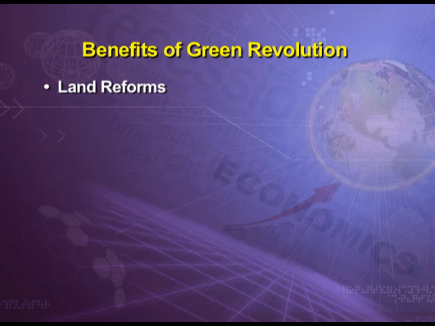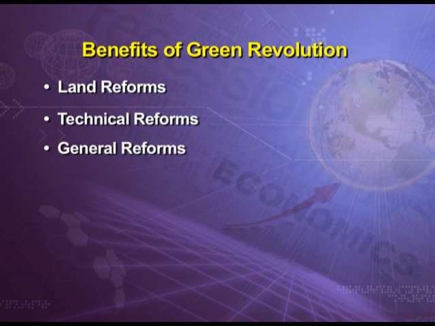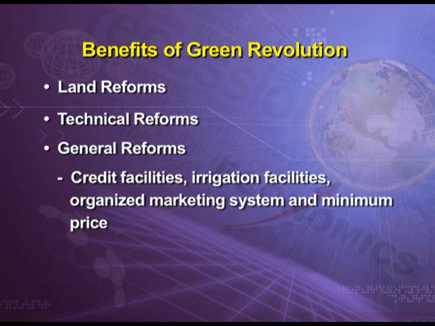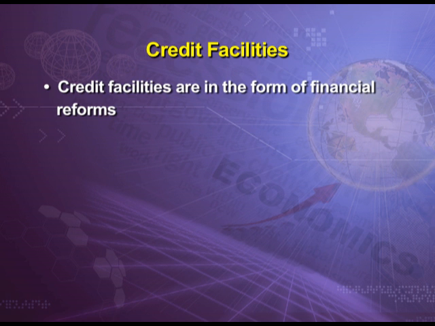We were discussing the second reform in the agriculture sector in the form of the Green Revolution. First was land reform, second was technical reform in the form of the Green Revolution. Now, the third reforms fall under the category of general reforms, which involves credit facilities to the agriculture sector, irrigation facilities, an organized marketing system and minimum price. First, credit facilities. Credit facilities are in the form of financial reforms.